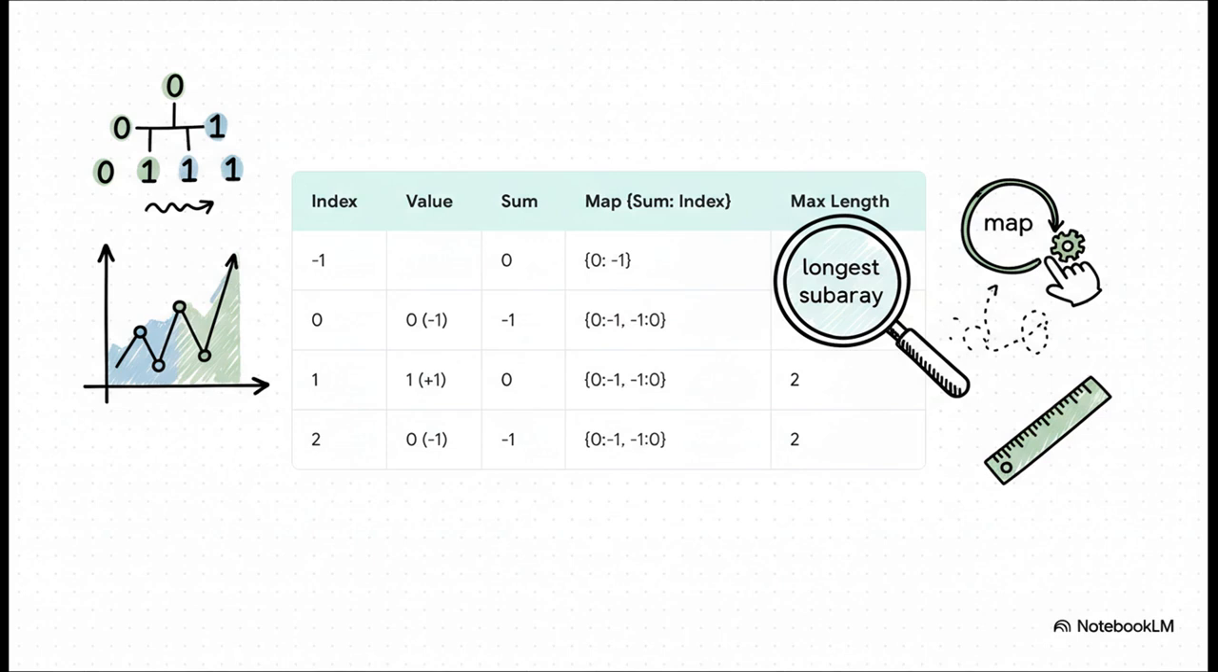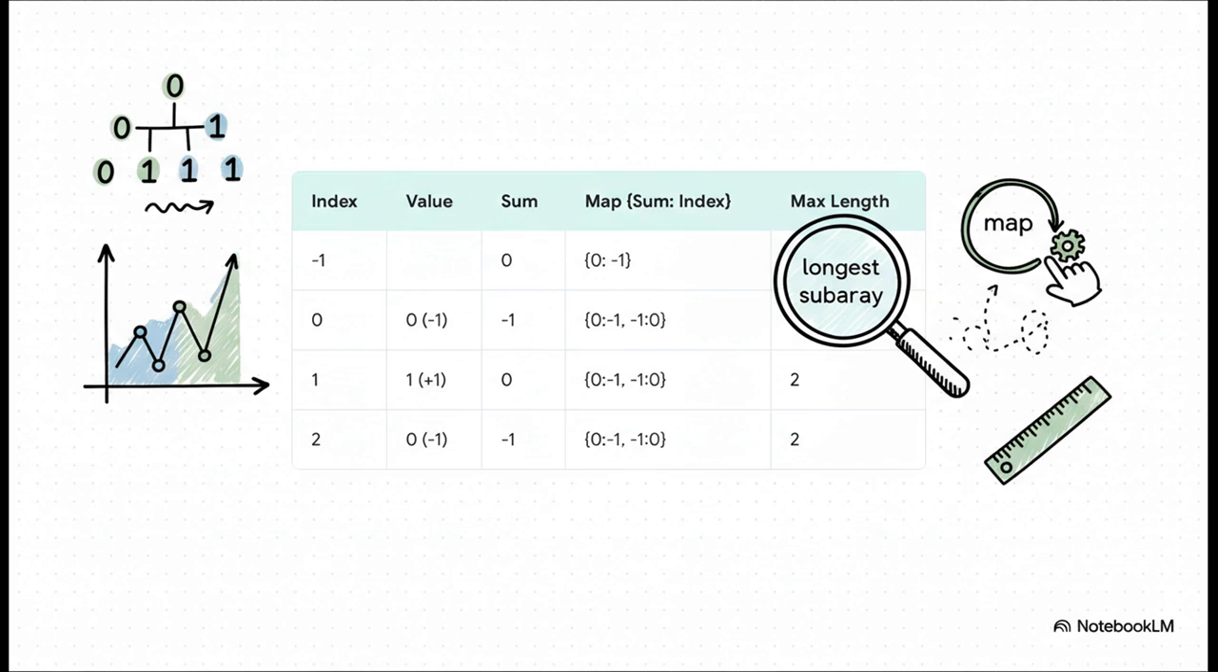Okay, let's trace this out real quick. We start with our map having just one thing. A sum of 0 is at index -1. We hit index 0, it's a 0, so our sum becomes -1. We store that, -1 is at index 0. Next, at index 1, we see a 1. Our sum goes from -1 back to 0. Hey, we've seen a sum of 0 before. It was at index -1. The length is our current index, 1, minus -1, which is 2. Our new max length is 2.